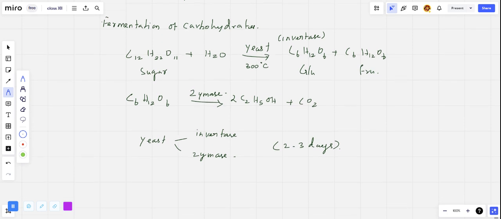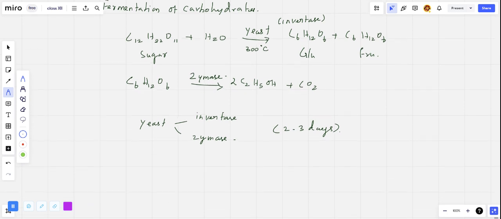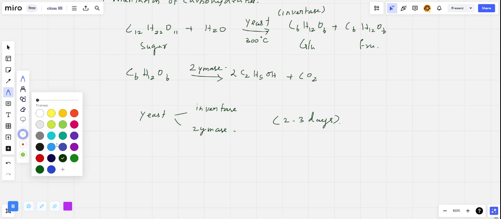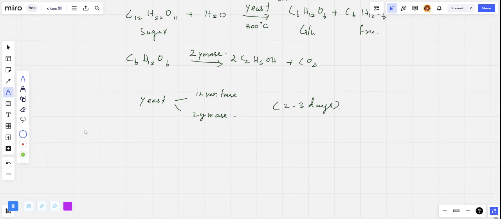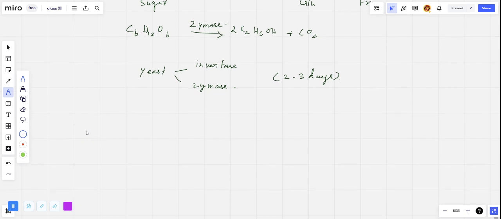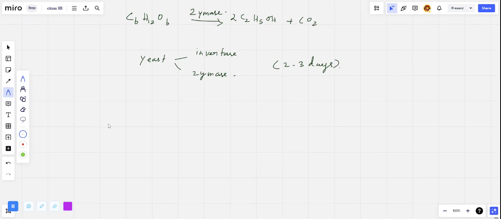Any doubt up to this? The preparation of alcohol is over. Any doubt? Shall we move to the preparation of phenols? Please answer. The preparation of alcohol we have seen. Next one is the preparation of phenols.